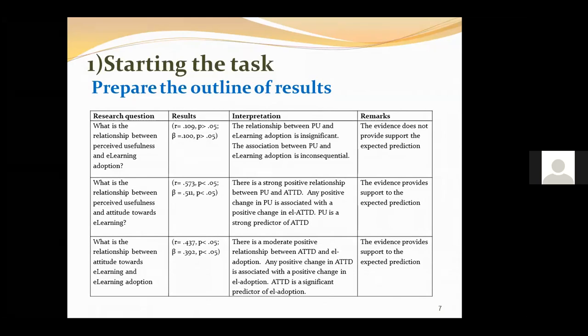Question 2. What is the relationship between perceived usefulness and attitudes towards e-learning? The results here show that there is a strong positive relationship between the two variables, and the remarks there is the evidence provides support for the expected prediction. The same with the last question.